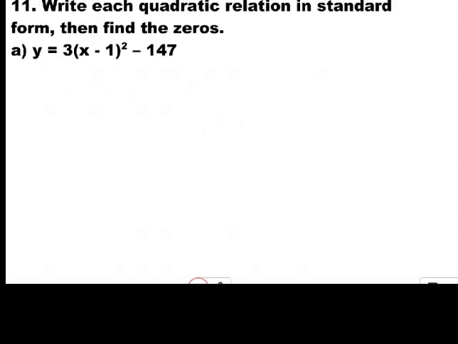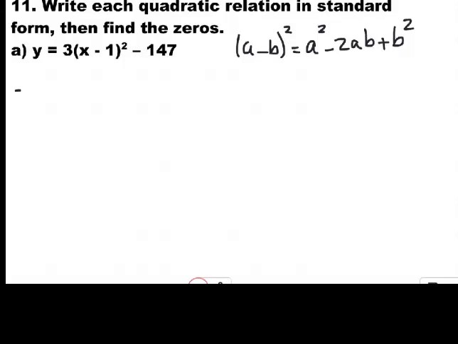The next question says write each quadratic relation in standard form, then find the zeros. To do this one, I'm going to expand 3 times (x minus 1) squared minus 147, but I'm going to use the formula (a minus b) squared is equal to a squared minus 2ab plus b squared. This is exactly the same formula we use for (a plus b) squared, but instead of plus 2ab, I'm going to have negative 2ab.